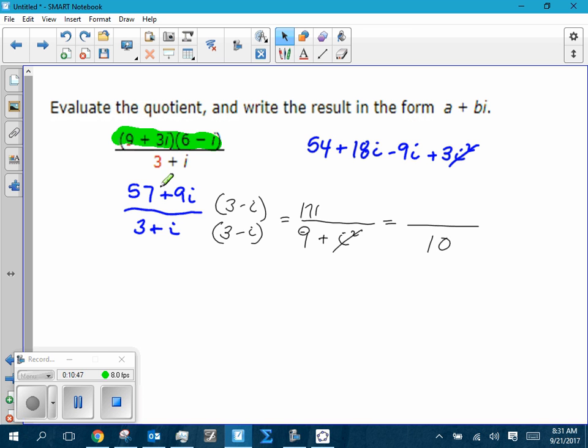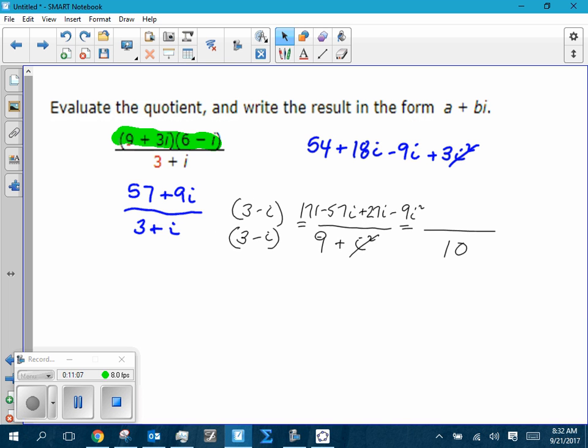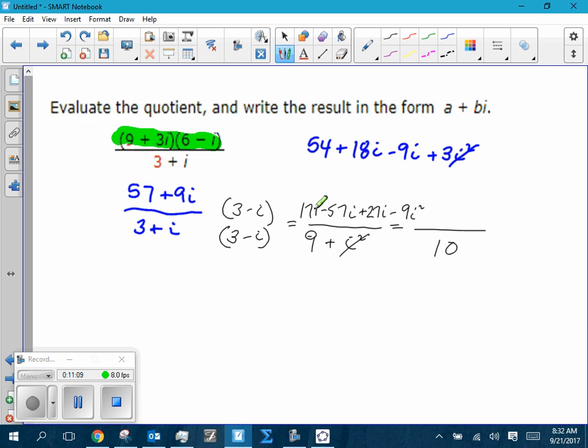57 times negative i is negative 57i. 9i times 3 is 27i. And then 9i times negative i is negative 9i squared. So rewriting that, we get 171 plus 9, so that's going to be 180, right?